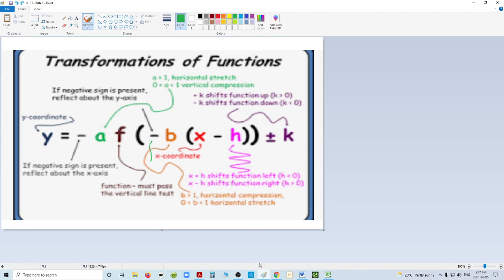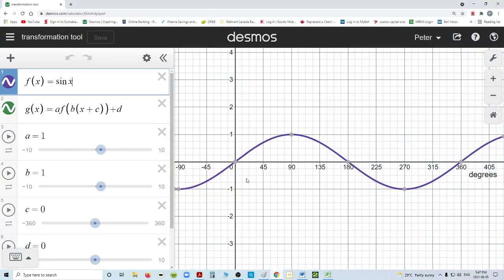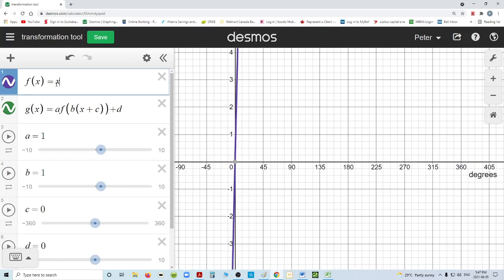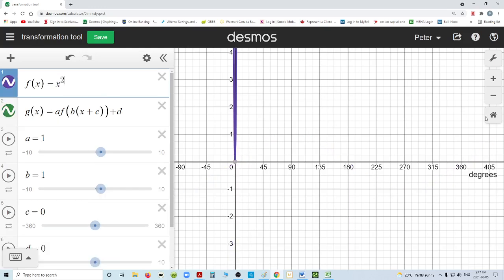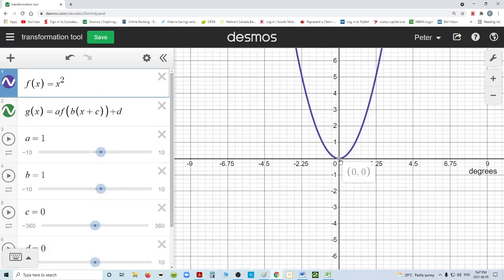But I've also developed this very handy transformation tool in Desmos, which I'll put a link in the description. And this is for the sine curve right here, but we can make it for anything. Let's make it for a parabola. Okay, click on home, and boom, we're zoomed right in. And here's your standard parabola.